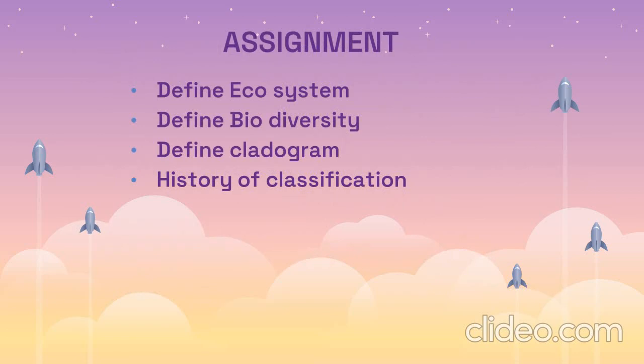Define ecosystem. One definition I have already given, so you learn it. Define biodiversity. That definition also I have given, so you could learn it. Then define cladogram, which you can also learn. And history of classification. I have given one schedule, from Aristotle onwards, and before Aristotle also, the earliest period. You can go through this video. Those who don't have the textbook, you can go through this video, and whatever you could cover, you cover. So please do it.